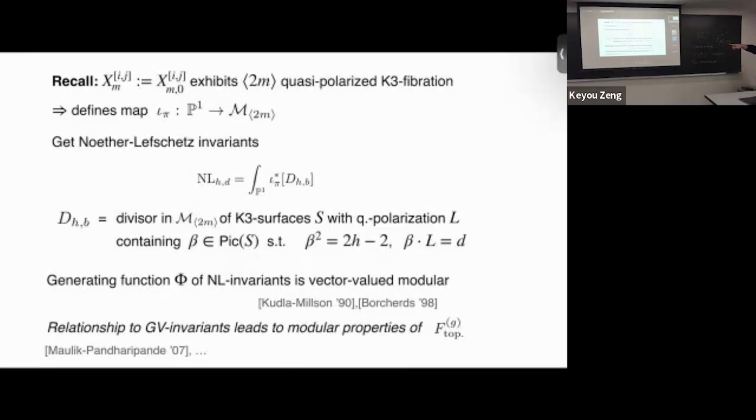Then, of course, you could construct a generating function from Noether-Lefschetz invariants, and it's known to be a vector-valued modular form. It's known how to derive the Gromov-Witten invariants from the Noether-Lefschetz invariants in this way. And once you do that, you get explicit modular properties for this topological string, F_g top.